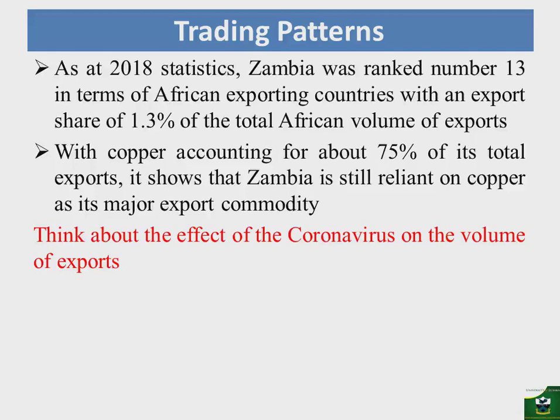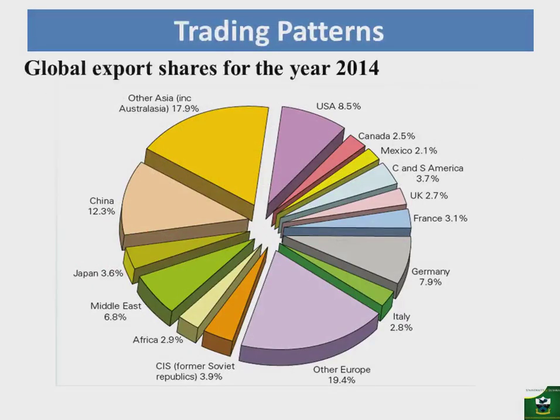Okay, looking at it from the global perspective, we see that different nations have different shares of export. Using data from 2014, other European nations, which consisted of those European nations that have not been listed here, accounted for about 19.4% of total exports, and then other Asian nations contributed 17.9% of the total exports. Africa accounted for about 2.9% of the total exports. And remember that it is out of this 2.9% that Zambia accounted for 1.3. So it's 1.3 of the 2.9% of the total exports that Africa made.